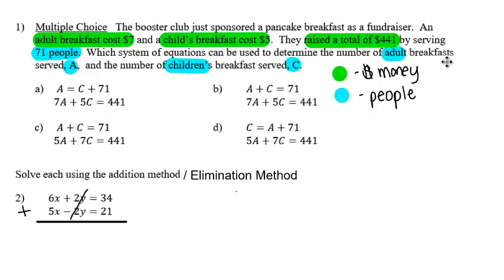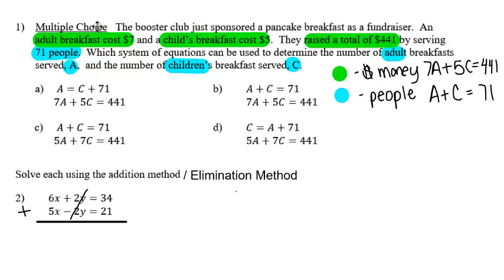So for money, we have 7A. What does the A stand for? Adult, because down here it mentions adult stands for A. Then we have plus 5C. 5 goes with the child and how much money they raised. The last equation is based on the people. We know that there were a total of 71, so it must equal 71. And the types of people that there were: adult and children. So we have A plus C. Okay, it's not so bad. You just got to break it down and get your two topics and fill in your equation.